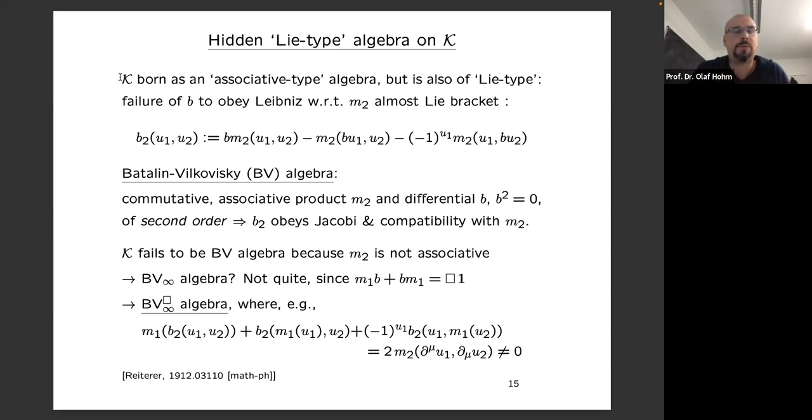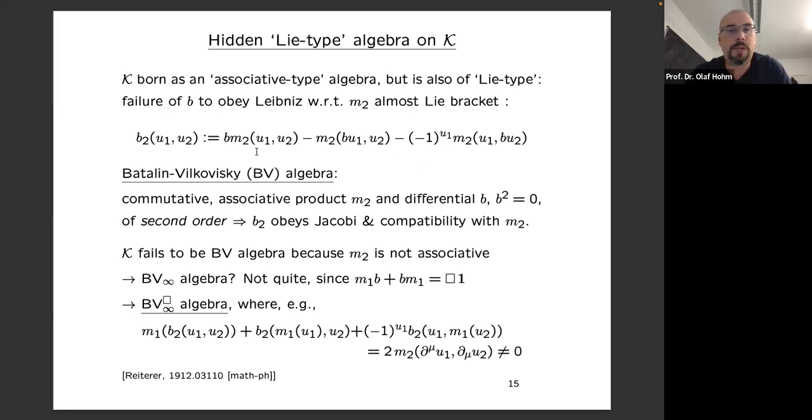Here it's associative up to homotopy, so I call it an associative type algebra. But it turns out that there's also a hidden Lie type structure, and there's a Lie bracket. Well, not quite a Lie bracket, but close to a Lie bracket, which is again defined as the failure of B to act via the Leibniz rule on M2.